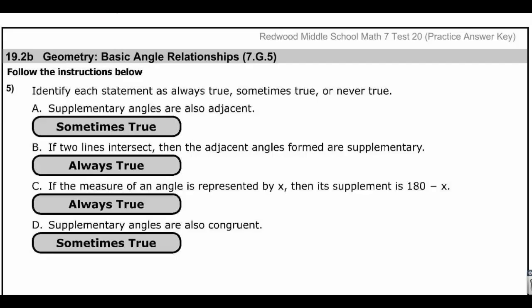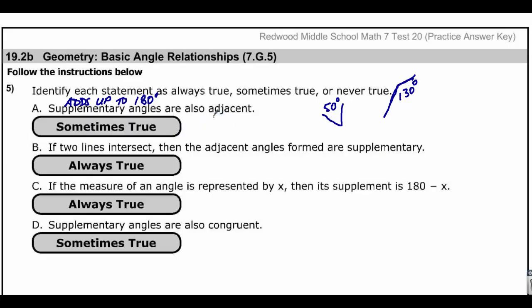Remember, supplementary means adds up to 180 degrees. That's what supplementary means. So if you had 2 angles that were separated, if you had an angle right here that measured, let's say that that's 50 degrees, and over here totally spread away from that, you had an angle over there that was 130 degrees.